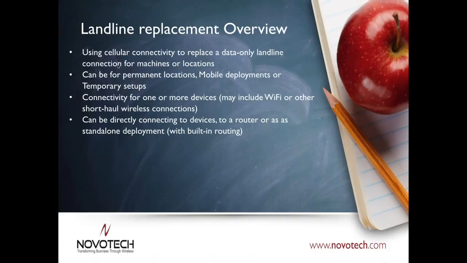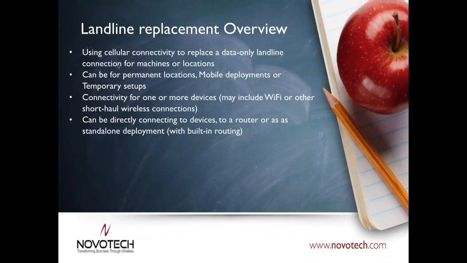As mentioned, today we're covering landline replacement. In this application, we are using a cellular-based connection, although in some cases it could actually be a satellite one, to replace a data-only landline connection for machines that are deployed. It can also be for an entire location as well. The deployment could be permanent in some cases, such as a kiosk or other ones. It could be a mobile deployment, such as in a vehicle or even in a command post. It can also be used for temporary setups for things such as a farmer's market.